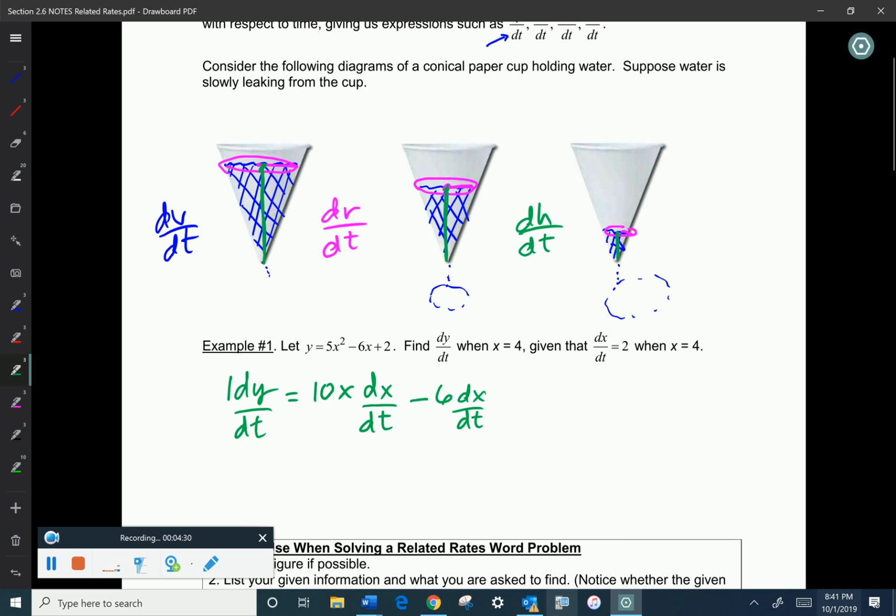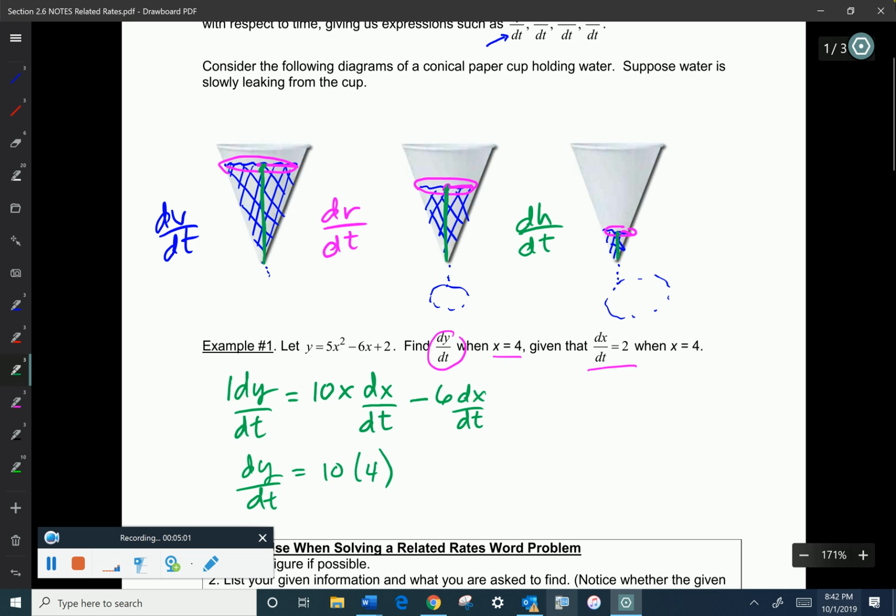So the question is, what do they want me to find? Well, look at the directions. They want me to find dy/dt when x is 4 and dx/dt equals 2. If I'm trying to find dy/dt, do I have everything that I need? Well, dy/dt is going to equal 10 times x, which they told me was 4.